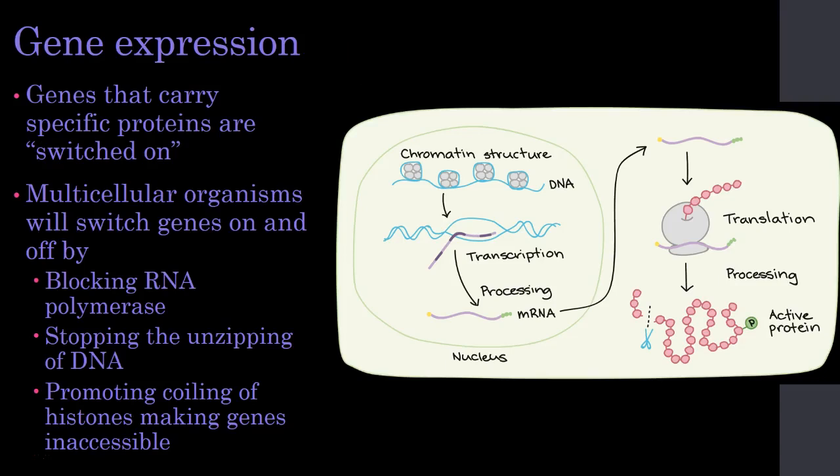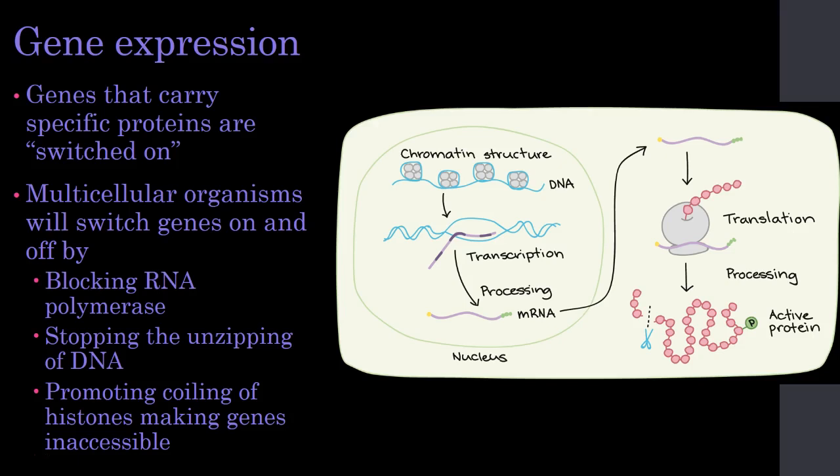So, gene expression occurs where specific proteins are required in a cell, and the genes that code for those proteins are switched on. And genes that are present but are not active, which means that they don't make those proteins, are said to be switched off. So multicellular organisms will switch genes on and off in several different ways depending on their internal and external environment, as well as being dictated by the requirements of the body.